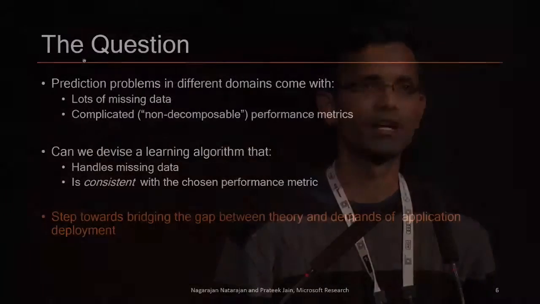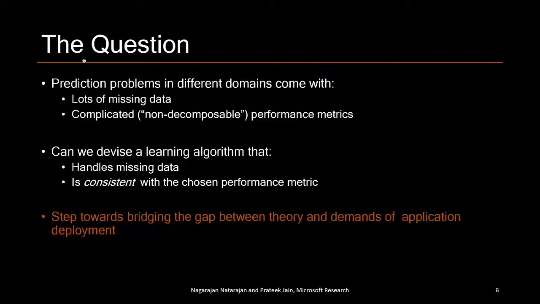In all these settings, you have lots of missing data, because often you have millions of items or labels, and very, very few training examples. Furthermore, you're often interested in complicated metrics. By complicated, I mean these are non-decomposable, crazy functions of quantities like true positives, false positives, and so on. So you can come up with many different performance metrics, and you really want a learning algorithm that handles both of these challenges.